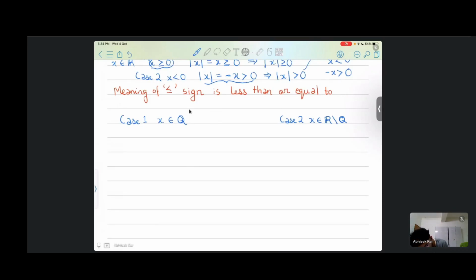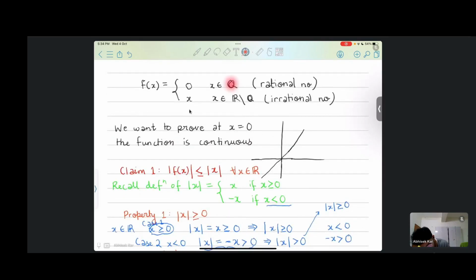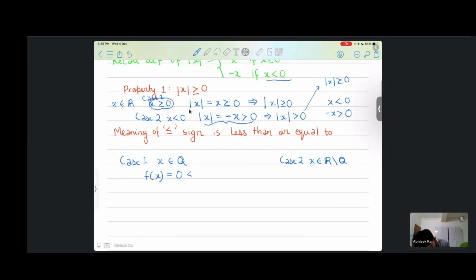So first this case, what is f(x)? If x is rational, look at this definition. If x is rational, then f(x) is equal to 0. So mod of f(x) is 0. Now use property 1. Property 1 says mod x is greater than or equal to 0. So we will use this property 1: mod x is greater than or equal to 0.